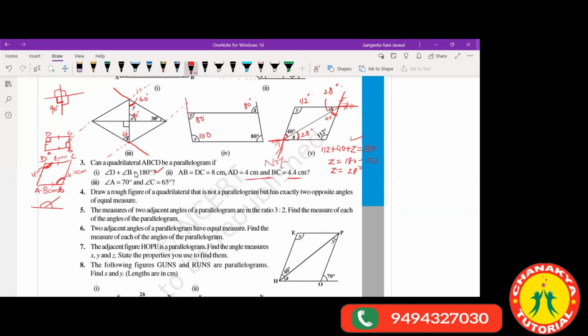Now the third one: angle A is 70 degrees given, and angle C is 65 degrees given. We know that opposite angles in a parallelogram are always equal. Opposite angles are equal, whether it is a rectangle or a parallelogram. So 70 and 65 are different angles, so not possible in this case also.